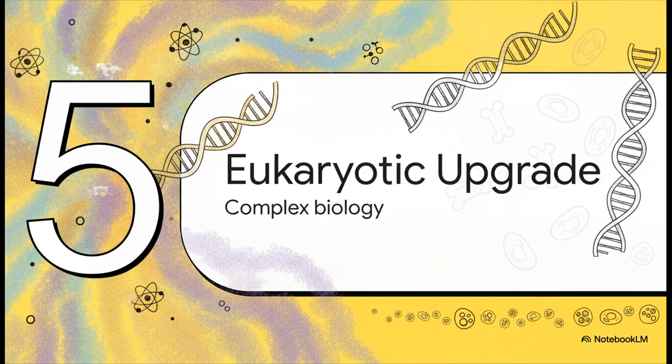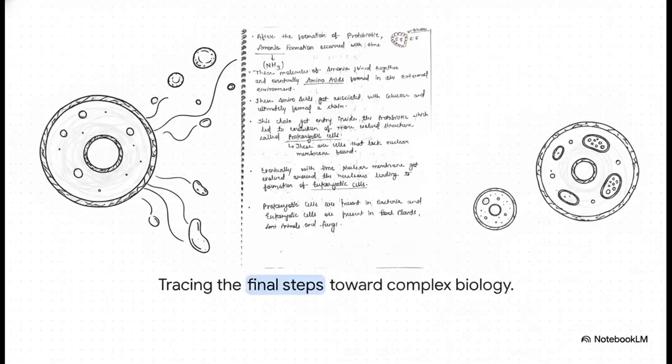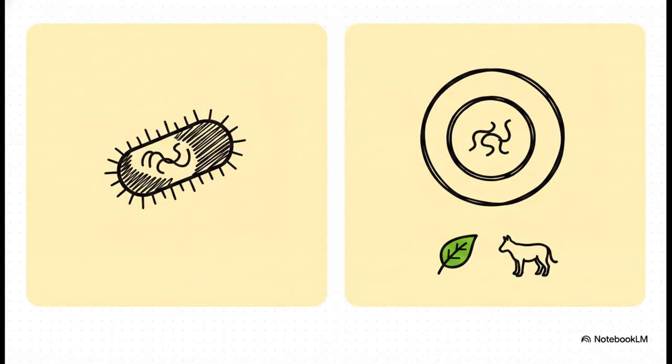Section 5. The eukaryotic upgrade. Looking directly at our source nodes, we finally see the culmination of all this deep time and chemical mixing. Eventually, with enough time, a nuclear membrane actually evolved right around the nucleus. This major internal architectural upgrade led to the formation of eukaryotic cells. This grand finale is wonderfully clear when we compare them side by side. On one hand, you have the older prokaryotic cells lacking that bound nuclear membrane. These are famously present in bacteria.